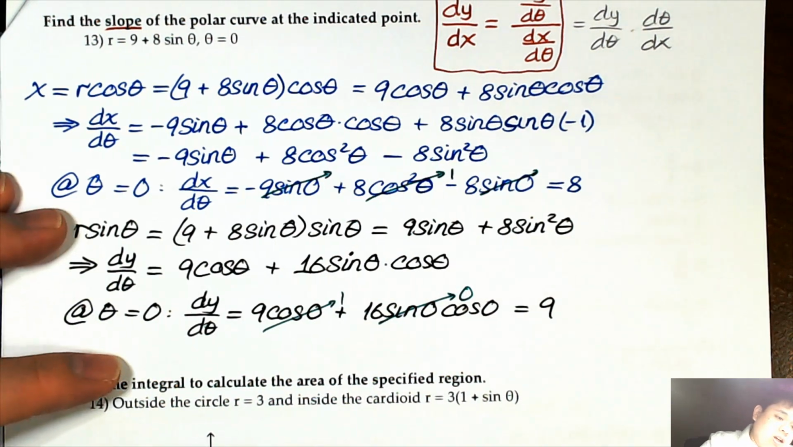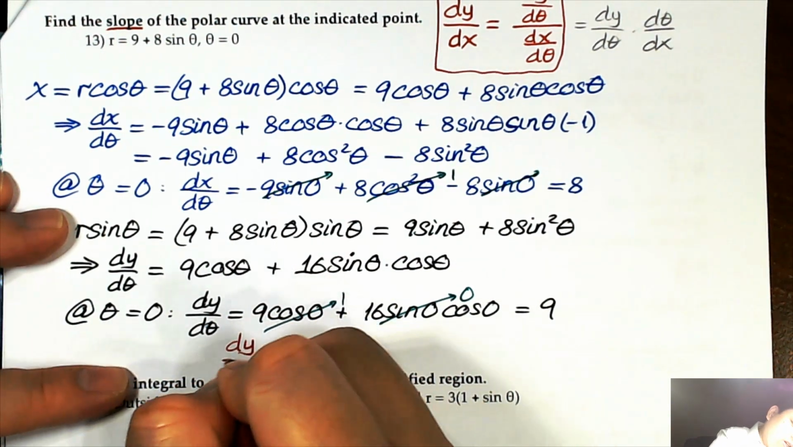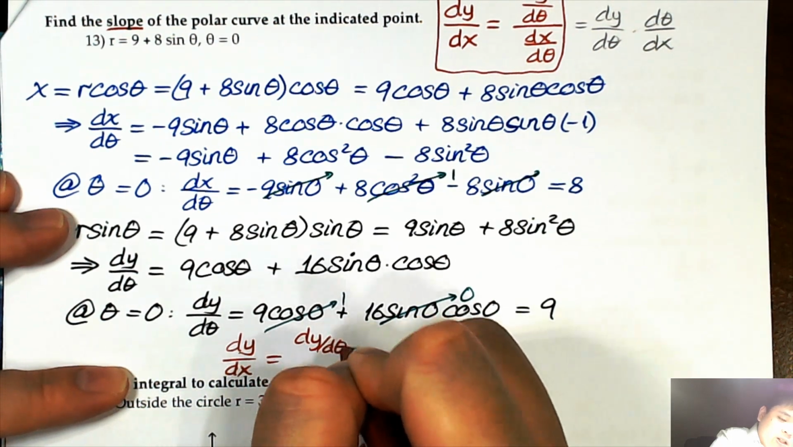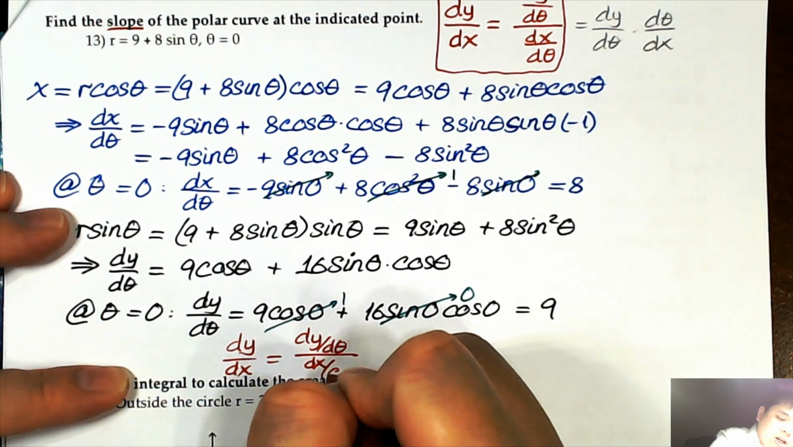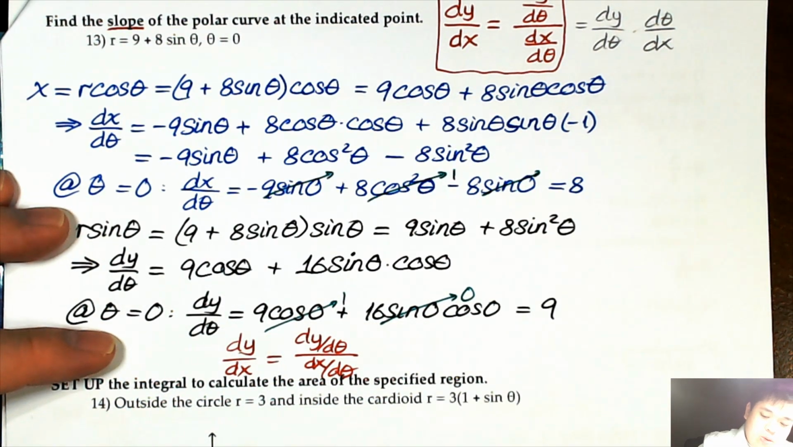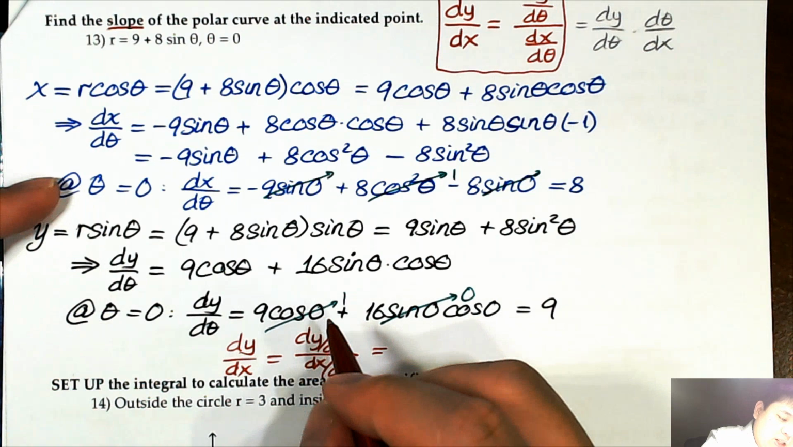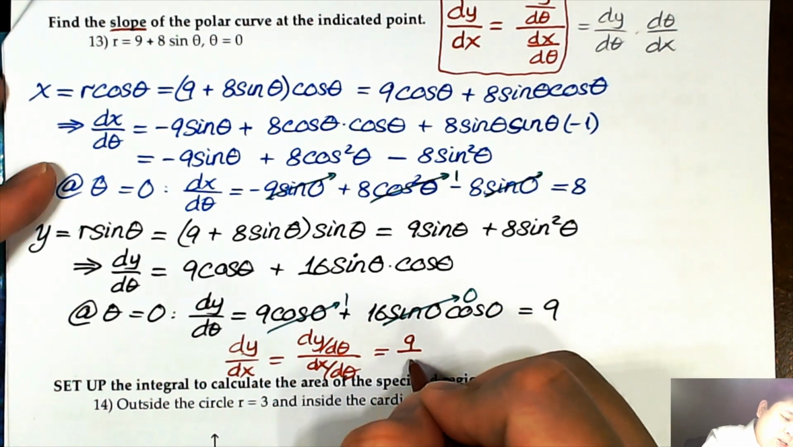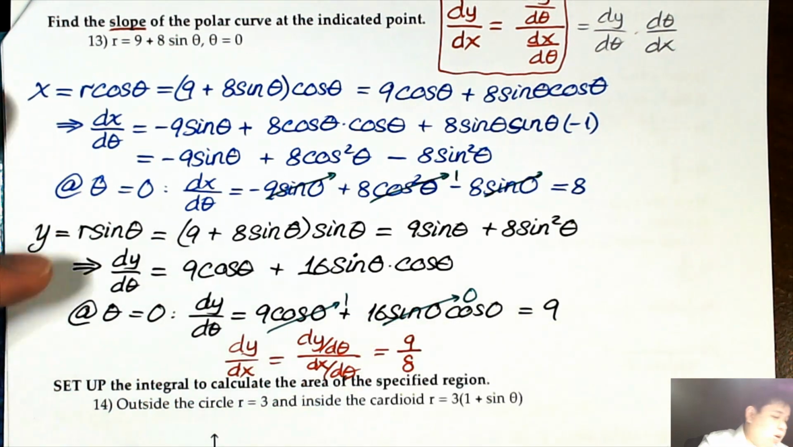And finally, dy over dx is dy over d theta divided by dx over d theta. dy over d theta is 9 and dx over d theta is 8, so that's 9 over 8.